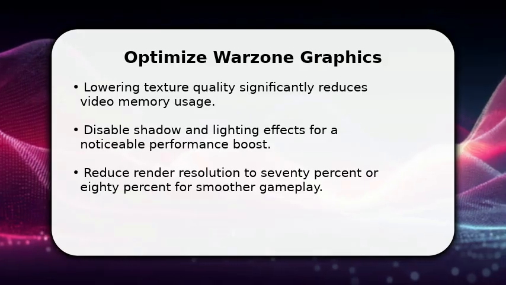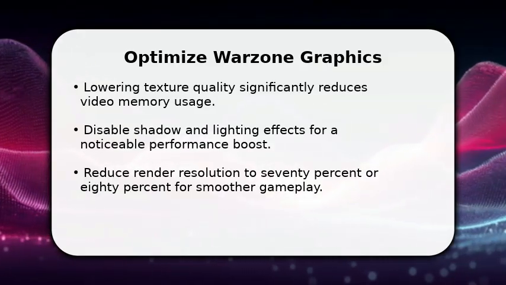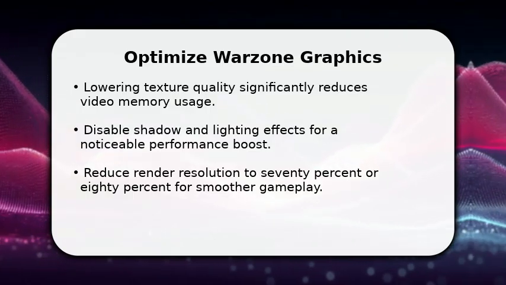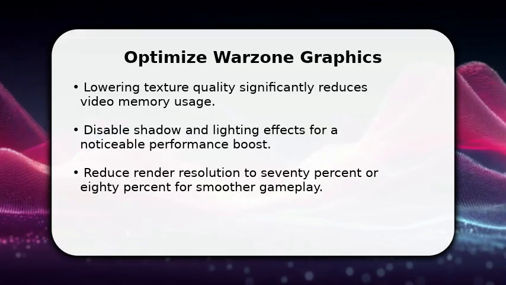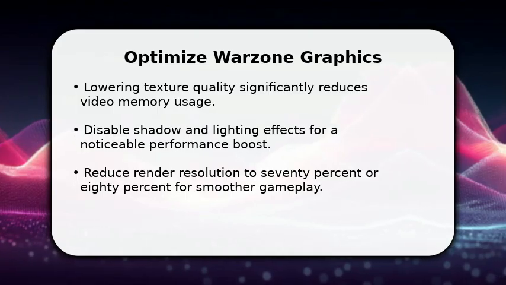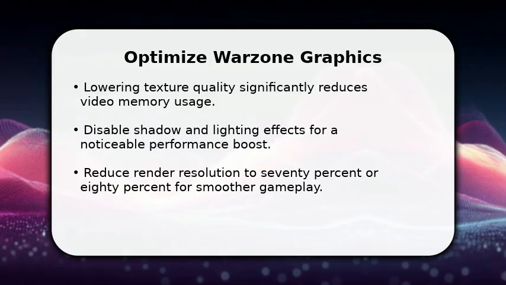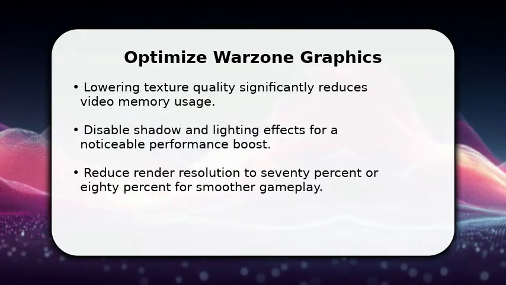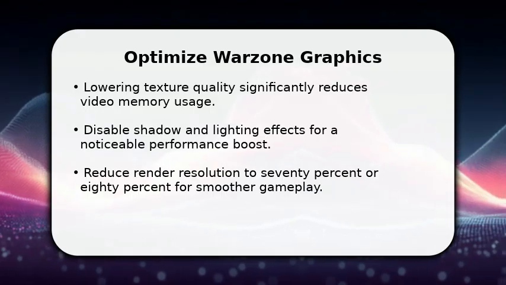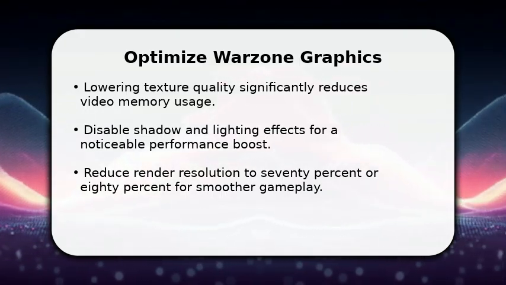In this video, I will explain how to play Call of Duty Warzone on a low-end PC. First, let's dive into your in-game graphics settings. You'll want to significantly lower your texture quality to save video memory. Disabling shadows and lighting effects provides a huge performance boost. Also, try reducing your render resolution to around 70 or 80% for smoother frames. Finally, turn off anti-aliasing and motion blur for clearer visuals and better responsiveness.